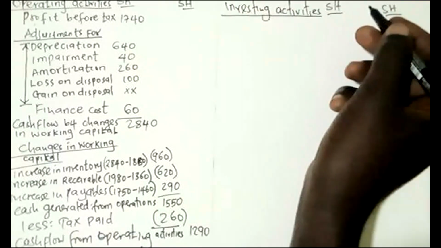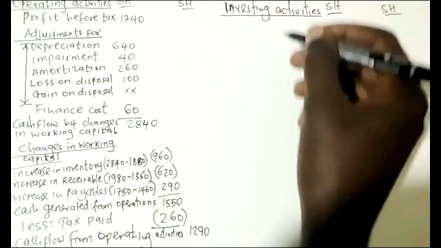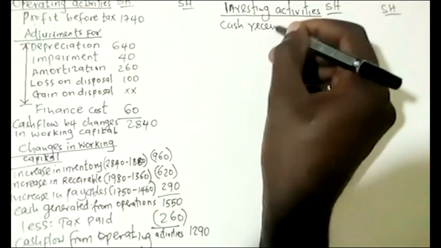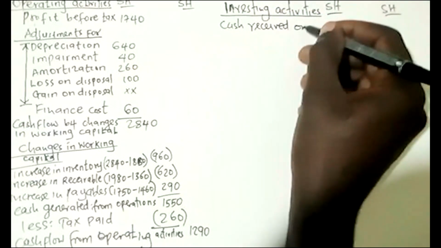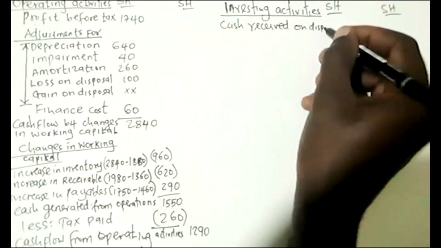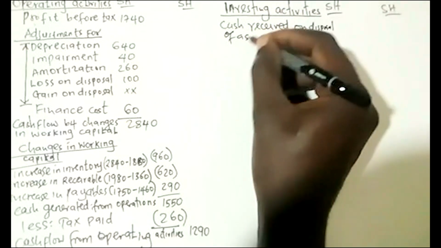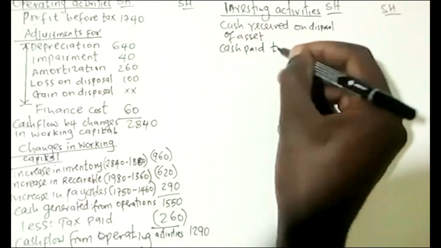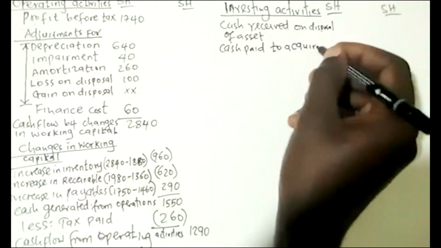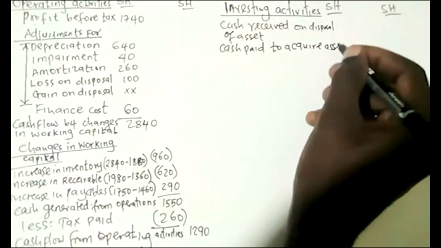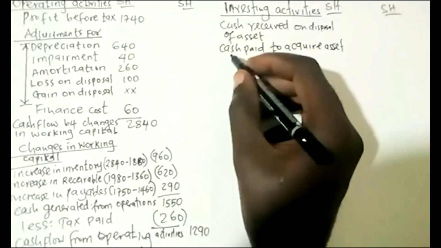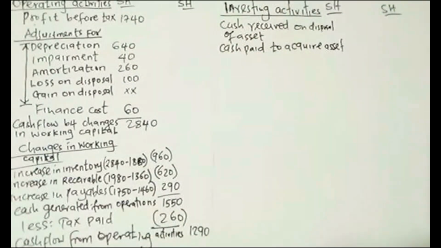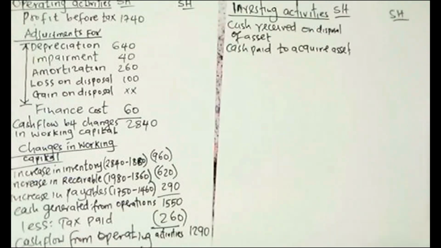So for the investing activities, we talk about what you received from the disposal of assets, cash received on disposal of assets, and cash paid to acquire assets. Let's talk about the first two, then I will be able to interpret the others.